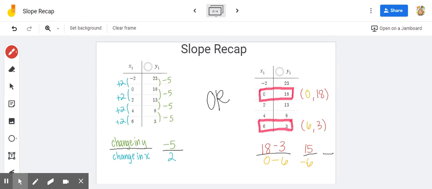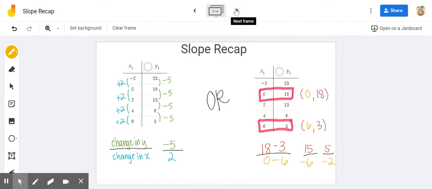But 15 over -6 can divide by 3, which leaves us at 5 on the top and -2 on the bottom. Now notice both of these have a negative. It does not matter where it is, guys. Overall, that slope is negative.